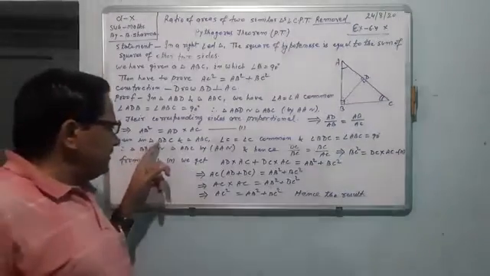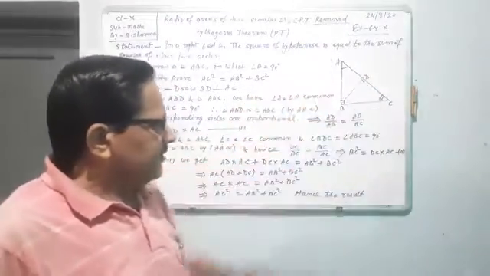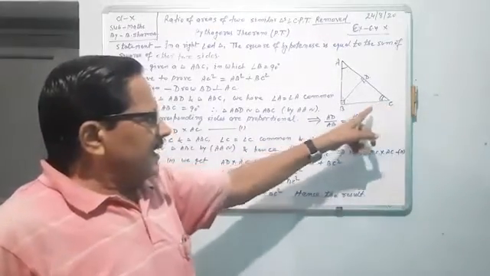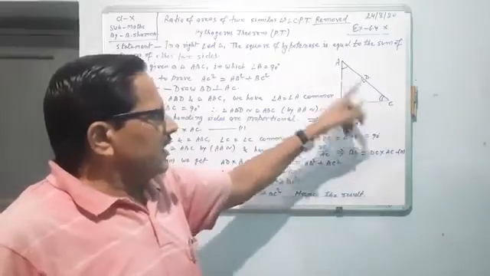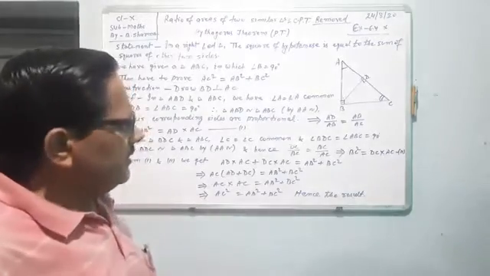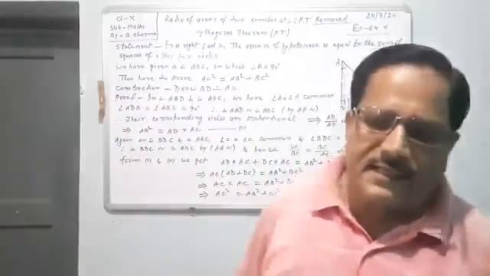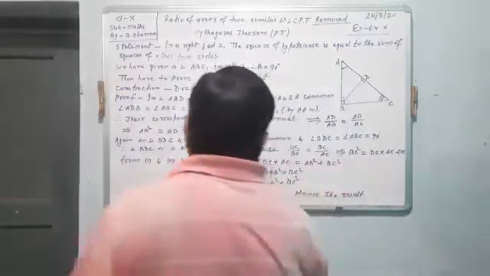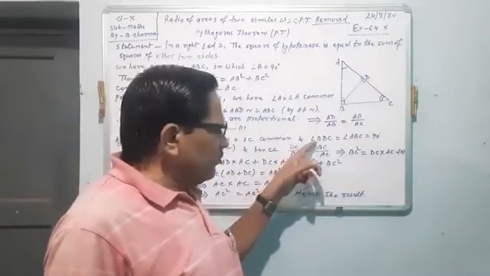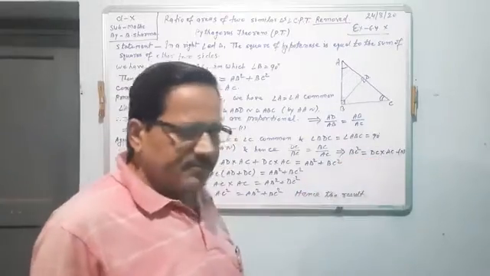Again, in triangle BDC and in triangle ABC, angle C is common and angle BDC equals angle ABC equals 90 degrees. Again, both triangle BDC and triangle ABC are similar by AA similarity and their corresponding sides are proportional. Therefore, DC by BC equals BC by AC. By cross multiplication, BC square equals DC into AC.